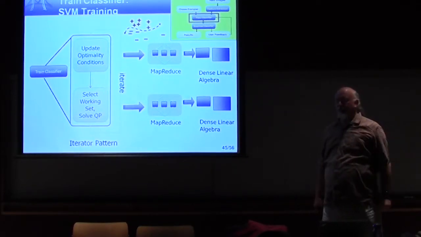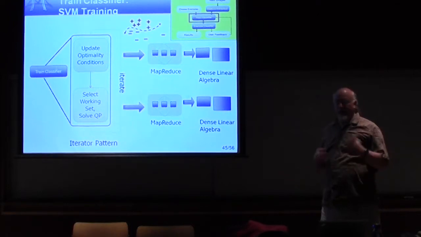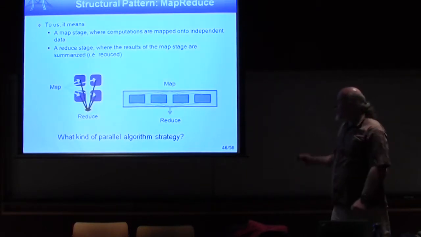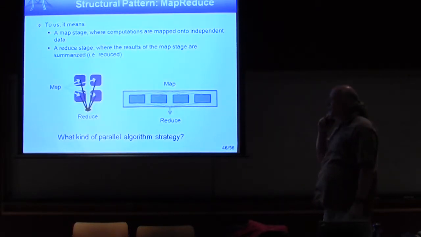So if we're going to find parallelism there, we didn't find it in the iterator, we didn't find it in the pipe and filter, we have to find it in the map reduce. Okay, so let's talk about map reduce. This is the third structural pattern that we talked about in class.